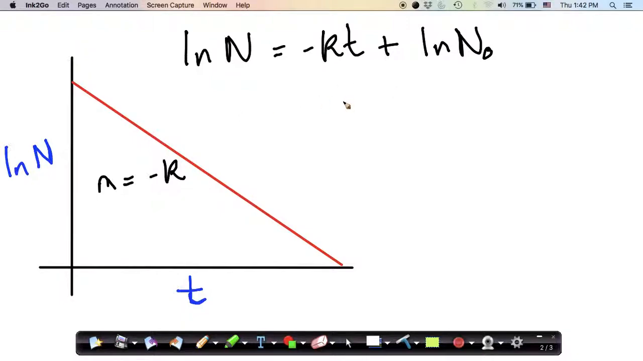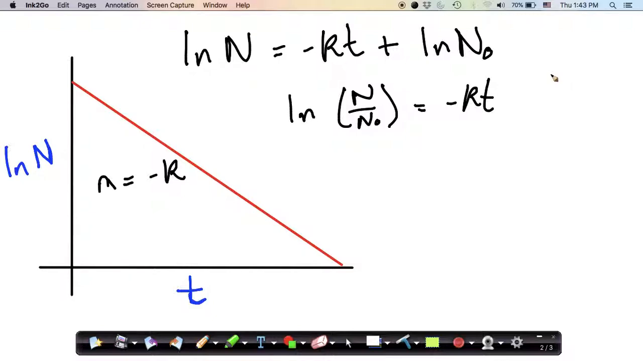Now, a lot of times this equation is written in a different form where we subtract the natural log of n naught from each side. Then if you think about what you've learned in math class about logs, the natural log of n minus the natural log of n naught is equal to the natural log of n over n naught equal to negative kt. So this is the same equation, just not written in slope-intercept form. And this is what we will more commonly use in chemistry class.